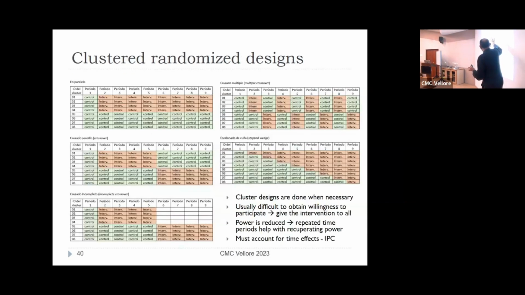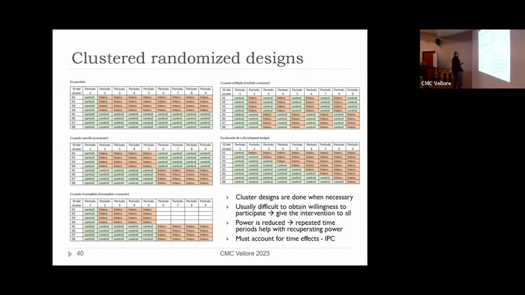And so this is a busy slide, so I'll show you some of these designs. So I'll come over here.